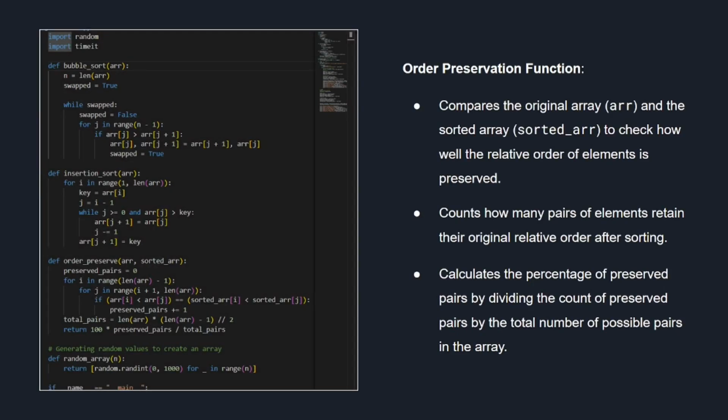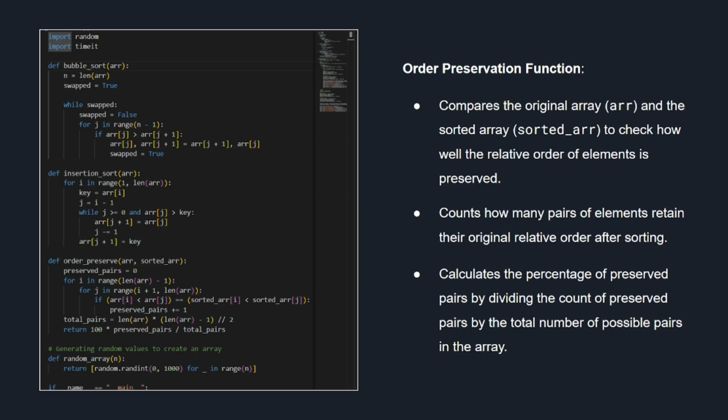Here is our code. As you can see, we have three functions. The first function is the bubble sort algorithm, and the second function is the insertion sort algorithm. These two functions take one argument, which is the unsorted array, and the third one is our main function, which is the order preservation function.